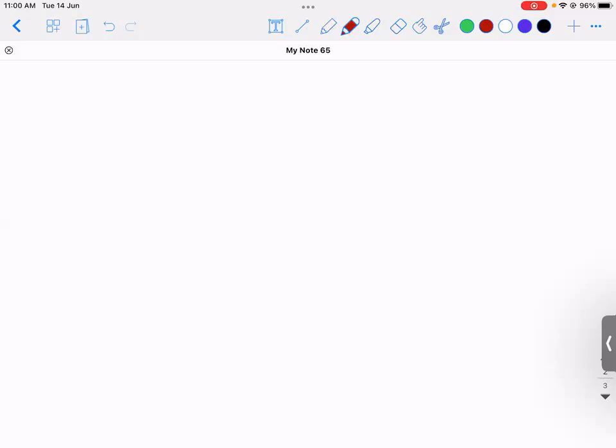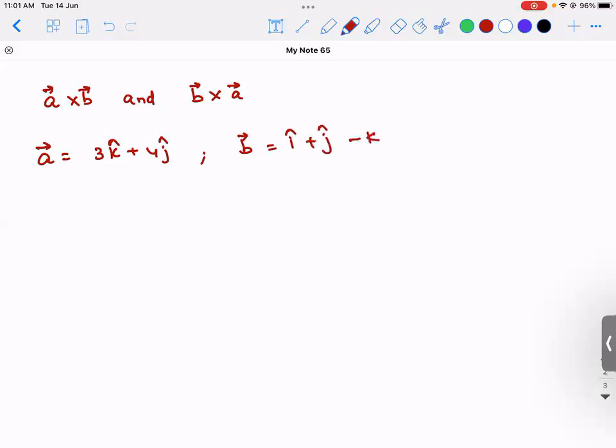Yes. So what is the question? Find A vector cross B vector. In the first case, A vector is equal to 3 K cap plus 4 J cap, and B vector is equal to I cap plus J cap minus K cap. The second case: A vector is equal to 2 comma minus 1 comma 1, and B vector is equal to 3 comma 4 comma minus 1.